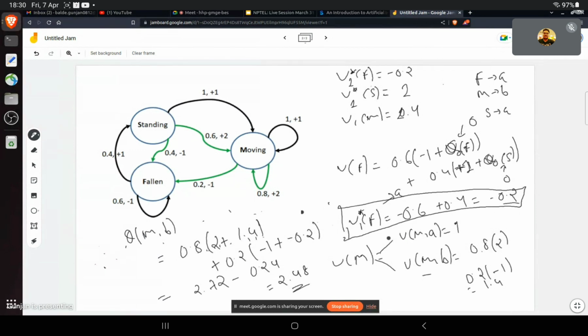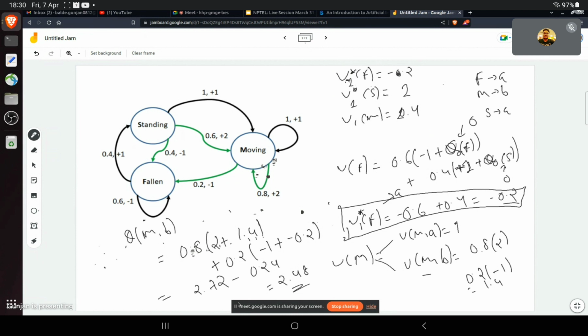So how did you get this 2.4? This one is just the QMB calculation. How is QMB calculated? At M, if you take the action B, what are the possibilities that you have? This is after doing one step of policy iteration. These are the values that we get after doing one step of policy iteration.